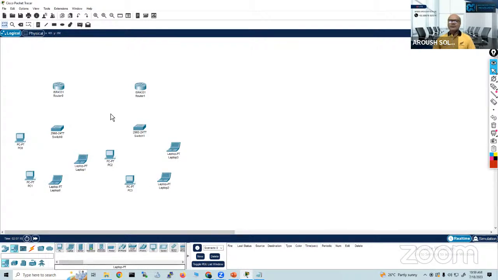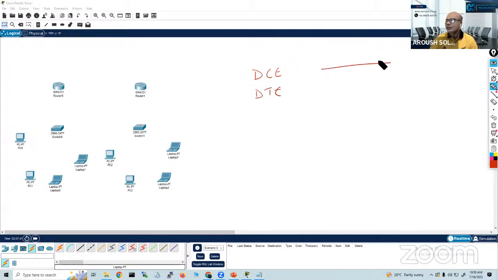Now this time I will take serial connections, not this one. As we can see, serial DCE and DTE. What is the difference between these two? The DCE and DTE cables have two ends where you can connect to the routers. This is my router 1 and this is my router 2. DCE is data communication equipment and DTE is data terminal equipment. This is called a serial cable.